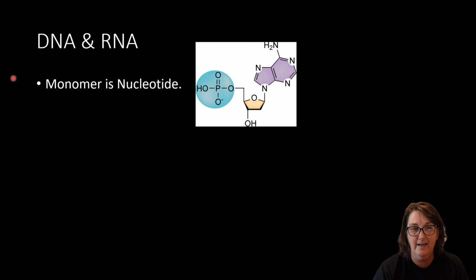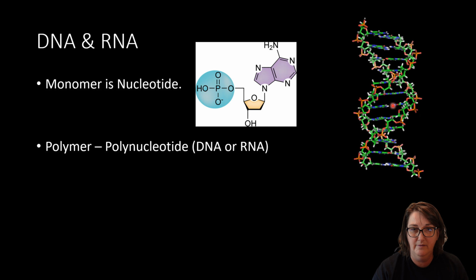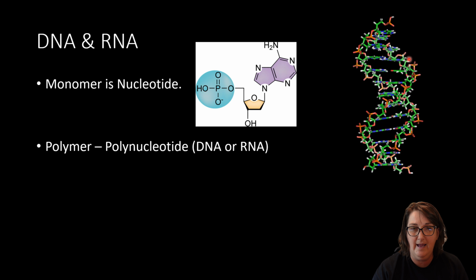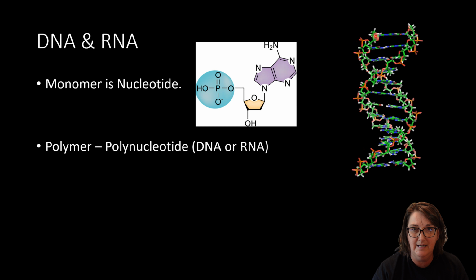This is a nucleotide. I can tell it's a nucleotide by three parts. I've got a phosphate group, pentose sugar, and nitrogenous base. So this is my polymer of nucleic acid. This one's DNA. I can tell because it's double-stranded. It's in a helix.